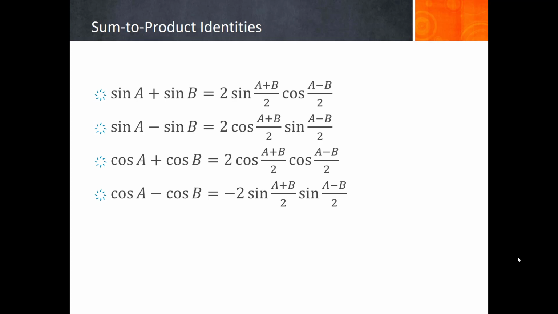So those are the 8 sum to product and product to sum identities. And again, it's just allowing us to break a multiplication apart into an addition or subtraction, or to combine an addition or subtraction into a product. All right, so let's look through just a few examples here.